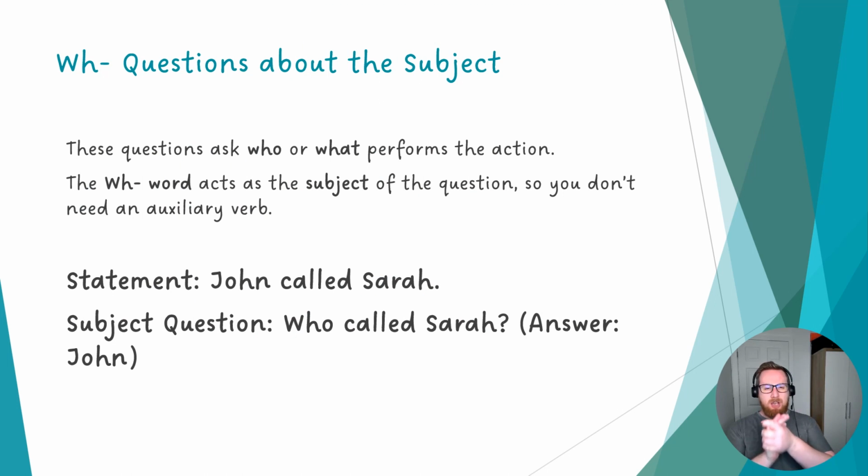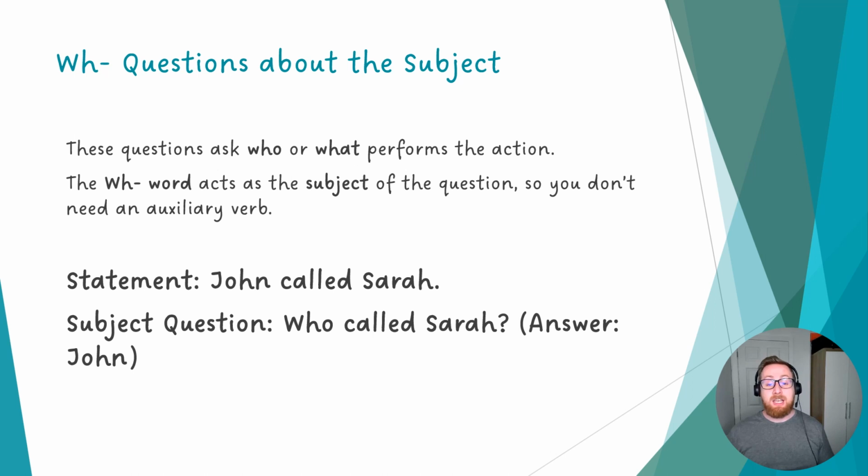So here we go. We're going to learn how to form WH questions. So we can ask who or what performs an action. The WH word acts as a subject for the question. So you don't need an auxiliary verb. So for example, who called you? We can say John called Sarah. Who called Sarah? The answer is John. Who is the subject of the question?